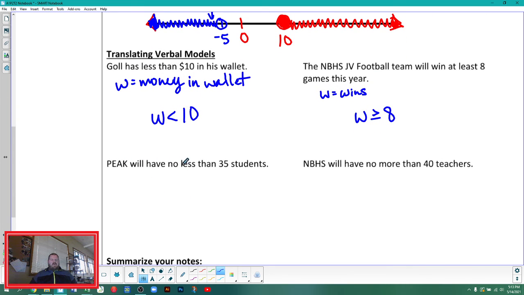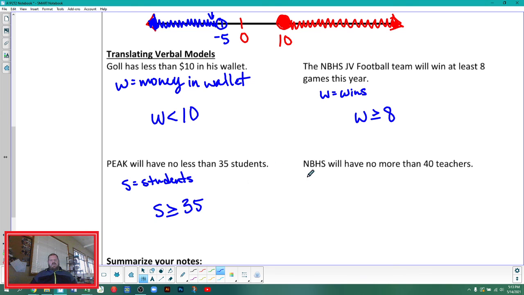Peak will have no less than 35 students. Peak's our old alternative school out here at the high school, which when I wrote this the first time, that's what it was called. It's called Bridges now. We'll have no less than 35 students. So let's let S equal students. And no less than means they can have 35 or more than 35. So it's a greater than with an or equal to. Okay, greater than or equal to 35 students.